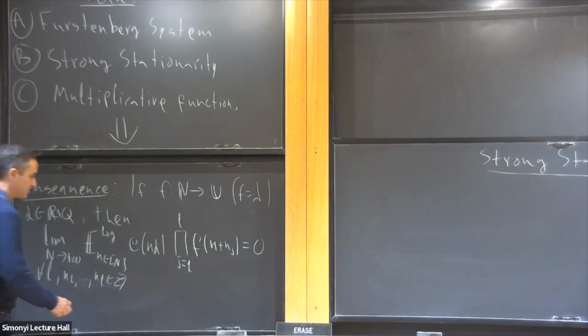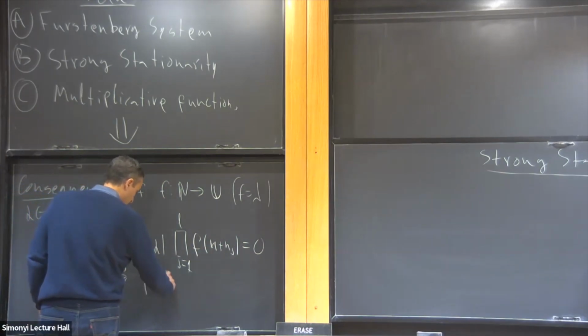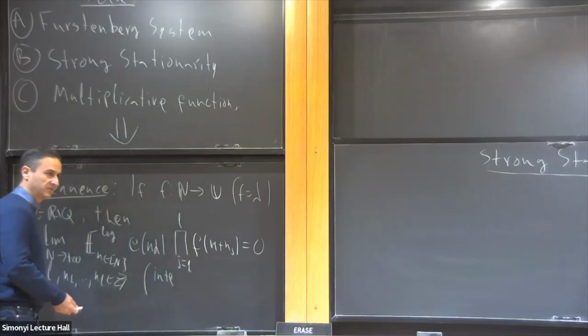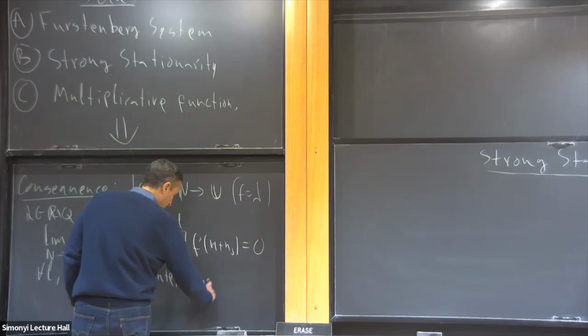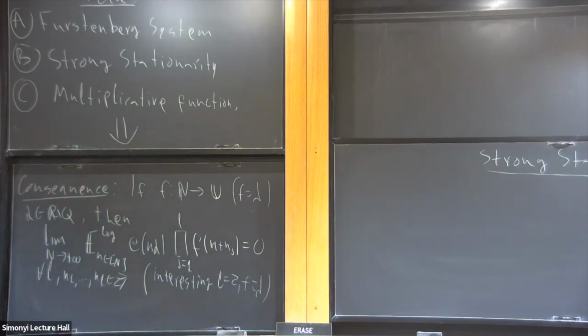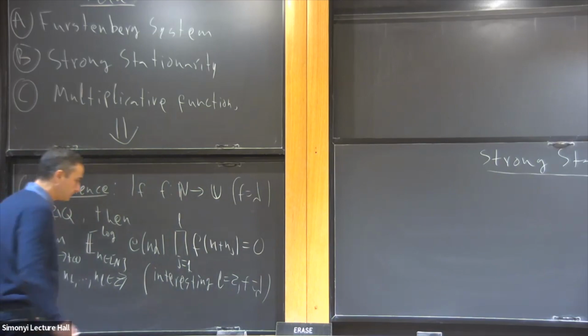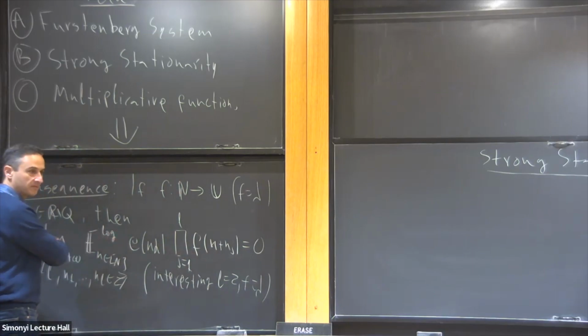Okay, so this is already of interest. Interesting meaning it was not known before when L is equal to 2 and f is the Liouville function. But the argument I will give applies to all multiplicative functions. And actually, as far as I know, there is no other proof other than the one I will show you for this result.